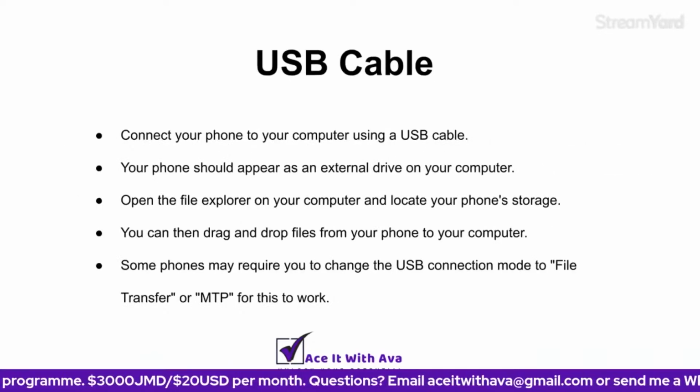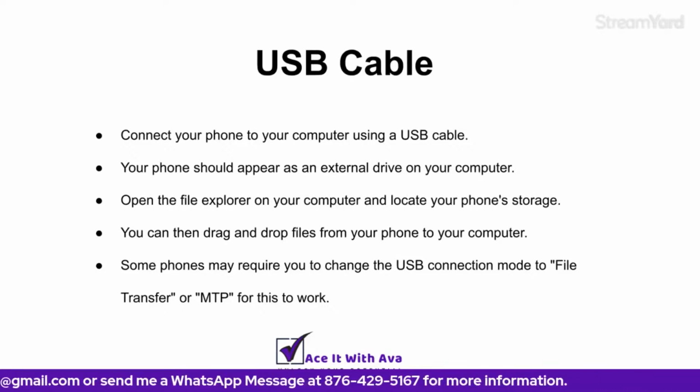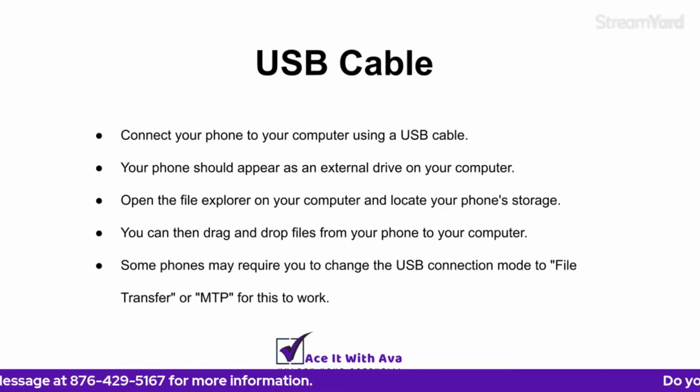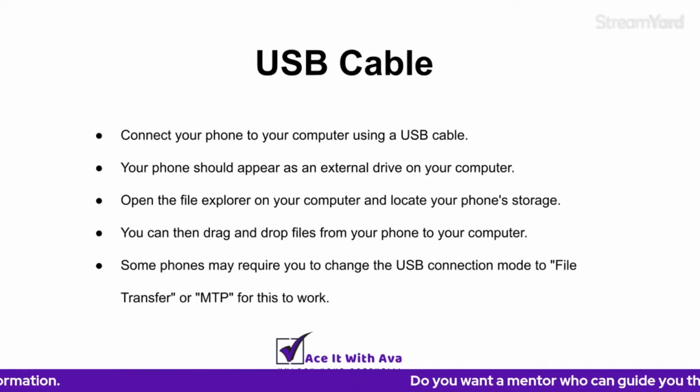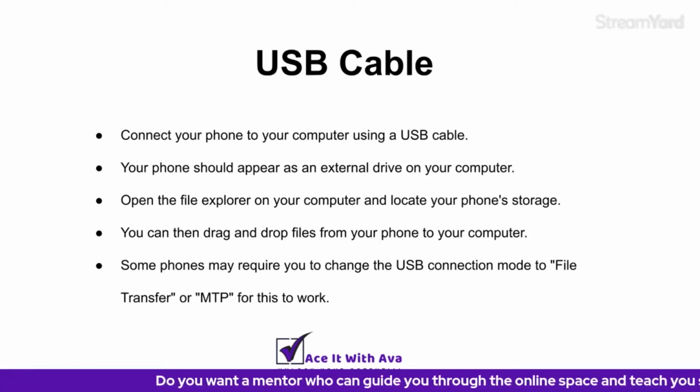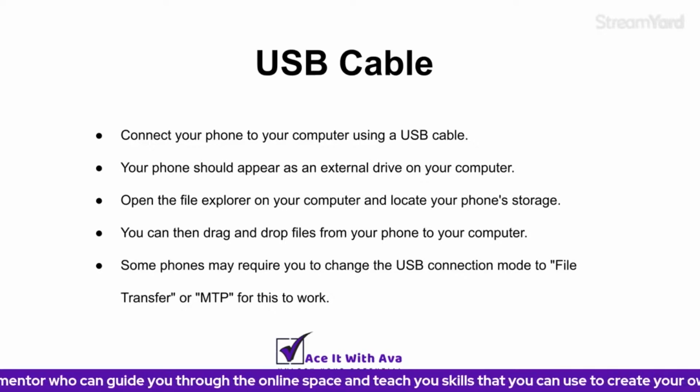So the first one is, most persons know this one. You use a USB cable to get the files from your phone to your computer. So you would have to connect your phone to your computer using the cable, and then your phone would appear as an external drive on your computer. So there's an area on your computer, usually it's identified by This PC, and you can see all the drives that are connected to your computer there. So it may have the name of your phone and such, so you'll be able to identify it.